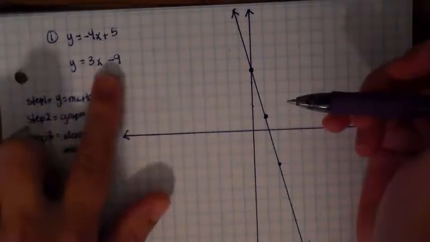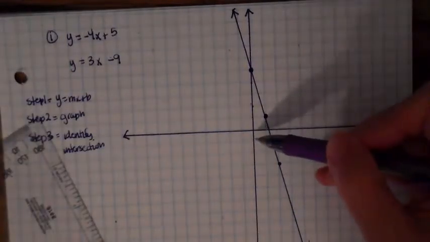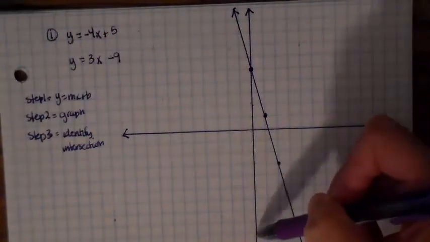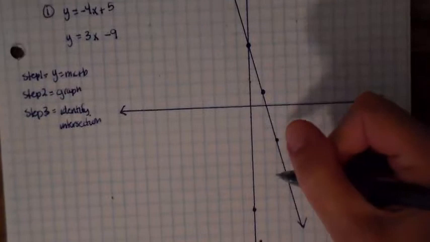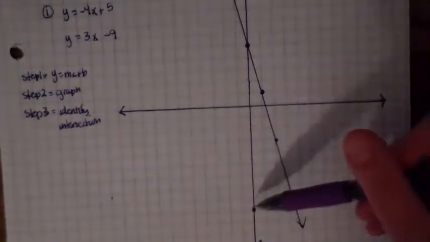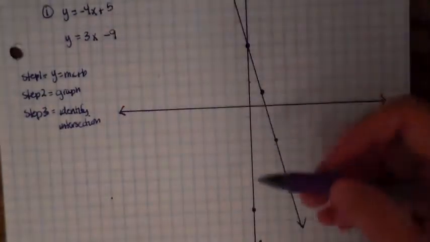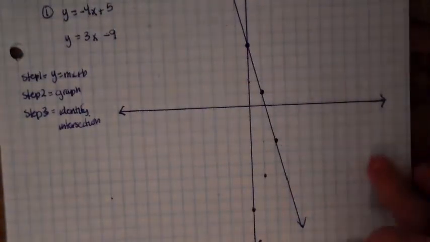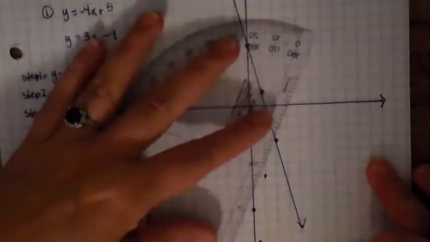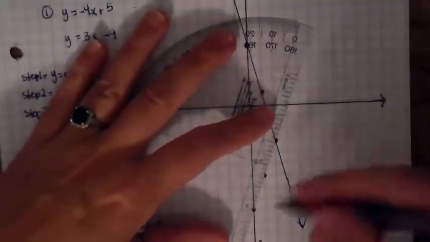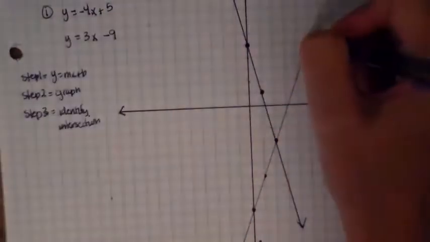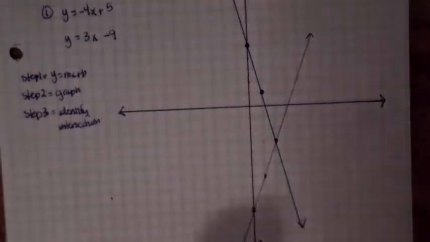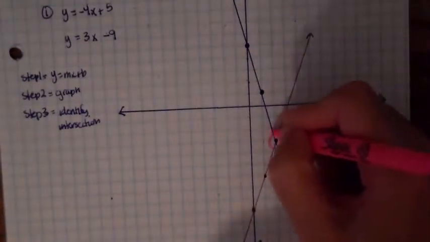My second equation is y equals 3x minus 9. So I have to graph at negative 9. So 1, 2, 3, 4, 5, 6, 7, 8, 9. Here. And then my slope is 3, which is the same as 3 over 1. So I'll go up 1, 2, 3, and over 1, 1, 2, 3, and over 1. And then I will graph that line. And my solution is the intersection, which is right here.